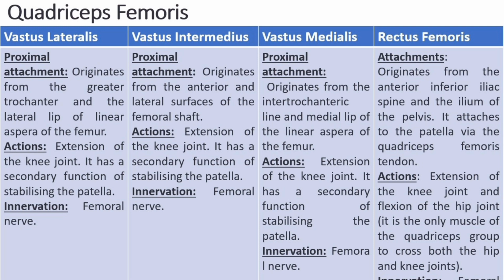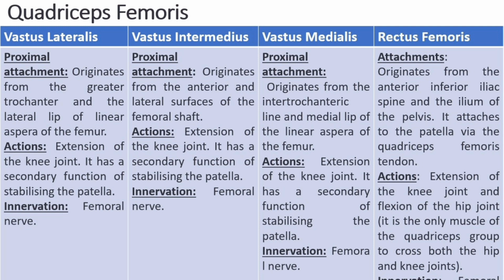It forms the main bulk of the anterior thigh, and is one of the most powerful muscles in the body. The four muscles collectively insert onto the patella via the quadriceps tendon. The patella, in turn, is attached to the tibial tuberosity by the patella ligament. Vastus lateralis. Proximal attachment. Originates from the greater trochanter and the lateral lip of linea aspera of the femur. Actions. Extension of the knee joint. It has a secondary function of stabilizing the patella. Innervation. Femoral nerve. Vastus intermedius.